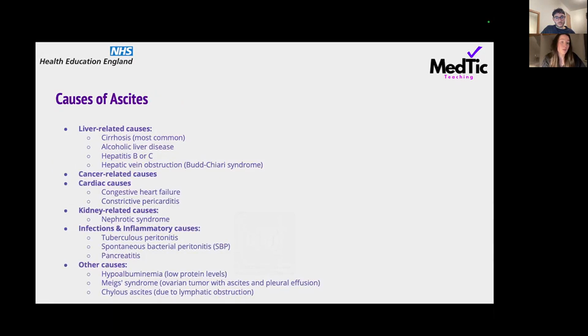There's lots of different causes of ascites. Today we're going to focus on liver-related ones like cirrhosis, alcoholic liver disease, hepatitis or Budd-Chiari syndrome, but things like cancer, heart problems, kidney problems, infections, and other things can also cause ascites. These slides will go out anyway, so you can have a read through those in your own time as well.